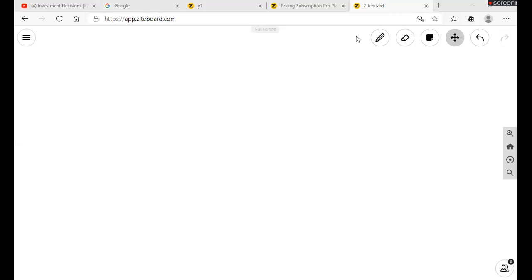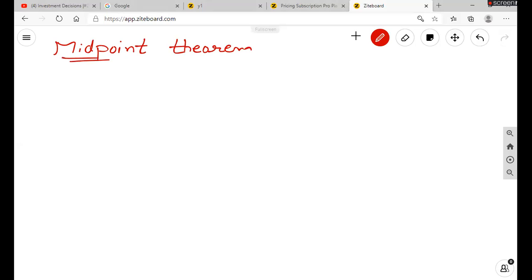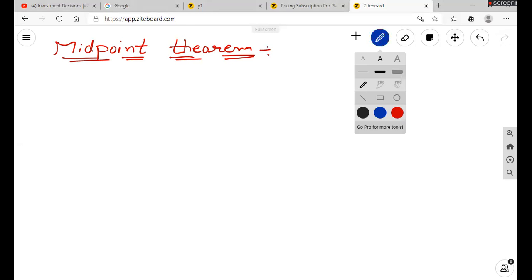Now we are going to start with a very important theorem, and the name of the theorem is midpoint theorem. From an examination point of view, it is as important as anything in your syllabus. First of all, we will write the statement of this theorem.